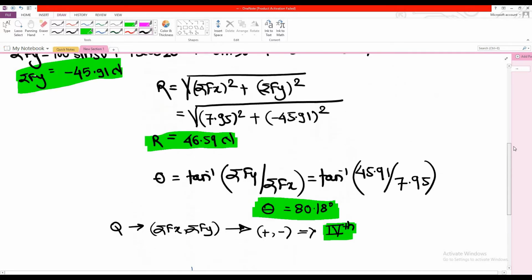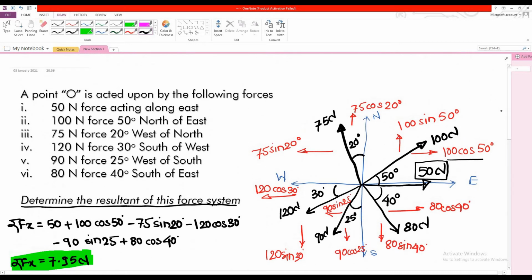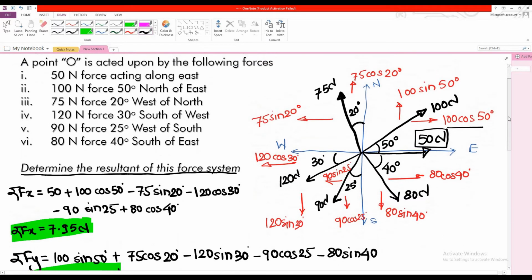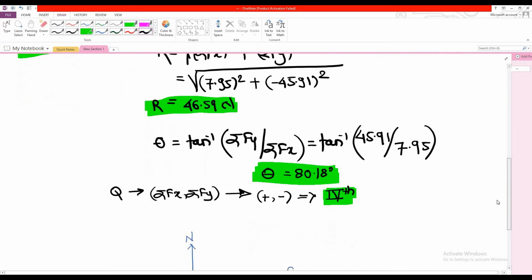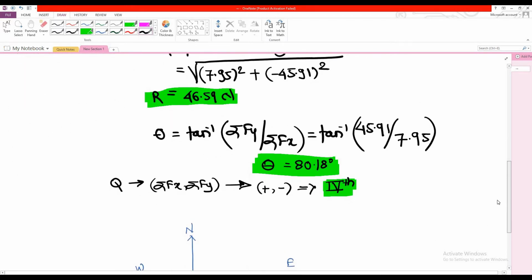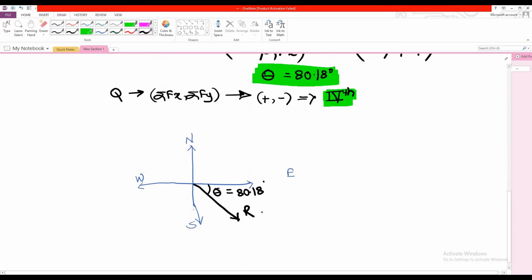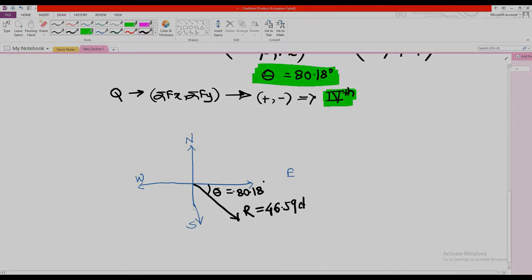The problem was in words, we converted it into a diagram, the conventional XY axis system, and now we have the final answer. That is, we have replaced all these forces by a single force, a single resultant of magnitude 46.59. Let's write 46.59 here, 46.59 Newton, with inclination theta 80.18 degrees, and it is lying in the fourth quadrant.